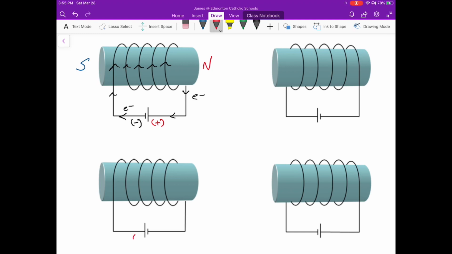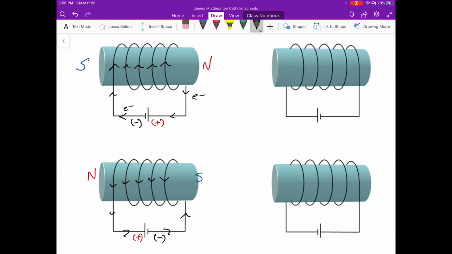We've got our positive terminal here and our negative terminal there. So our electrons would be coming out of the battery to the right. They'd be going up the back and down the front and then towards the positive terminal. So now our thumb points in the other direction, because if we wrap our fingers around the coil where our fingers are up the back and down the front, now our thumb is pointing this way. So that's the North Pole.